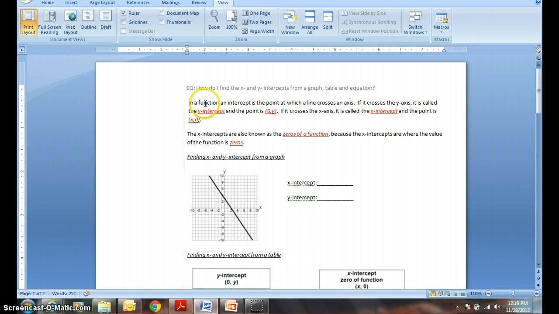Cornell notes. It says, in a function, an intercept is the point at which the line crosses an axis. If it crosses the y-axis, it is called the y-intercept, and the point is 0, y. If it crosses the x-axis, it is called the x-intercept, and the point is x, 0. The x-intercepts are also known as the zeros of the function, because the x-intercepts are where the value of the function is 0. So what that's saying is it's just called the zeros because at the x-intercept, that's when the values are 0. Okay?